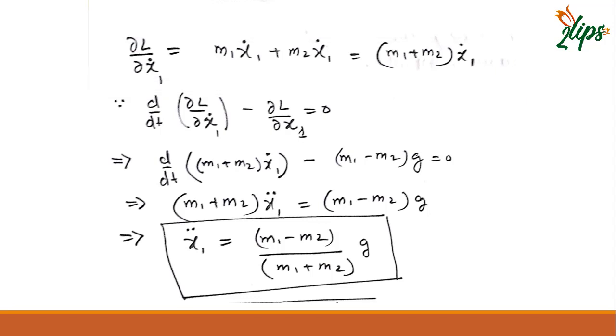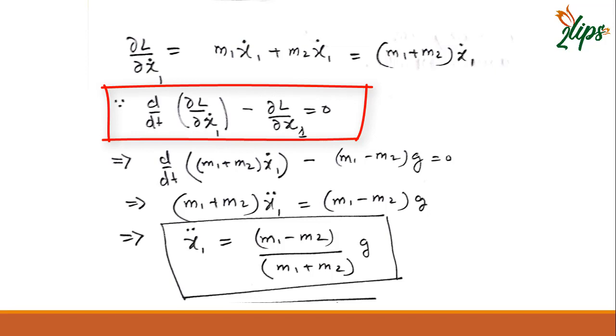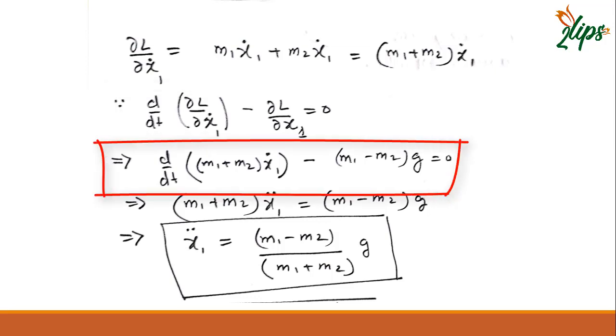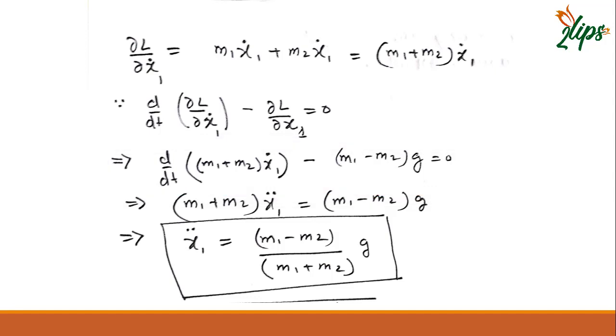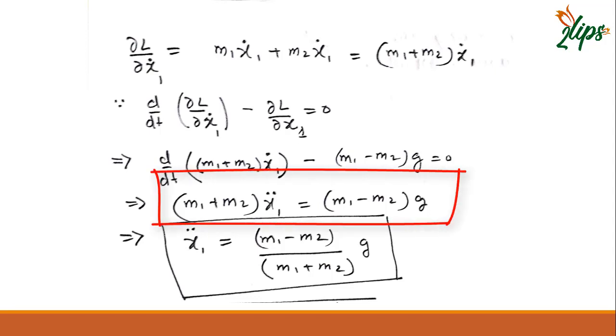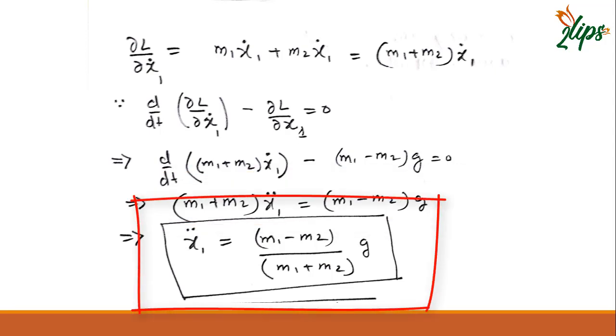So this is the Euler-Lagrange equation, so I need to put values here. So d by dt as it is. Now I put the above value into this equation, which is (m1 plus m2) x1 dot, minus the value of partial L by partial x1, and this is put equal to 0. The only variable is x1, so this will get double differentiated, so I get (m1 plus m2) into x1 double dot, which is equal to (m1 minus m2) into g. So finally I can get this equation, the difference of masses over the sum of masses multiplied by g. So this is the equation of motion.